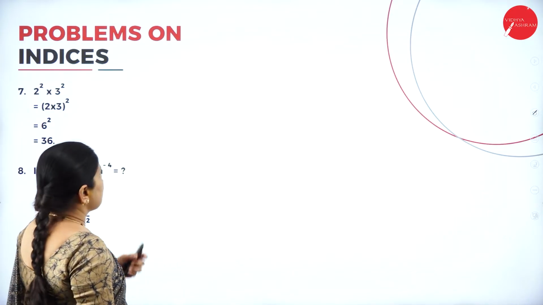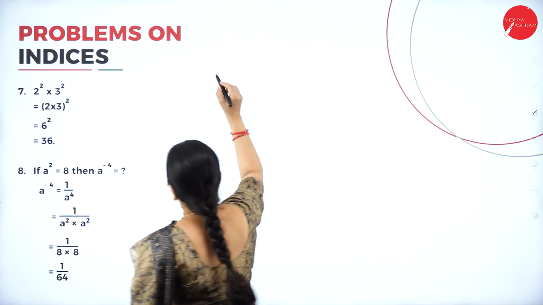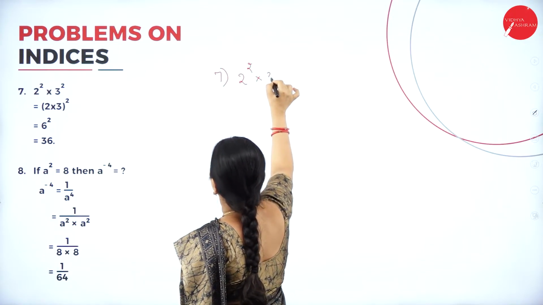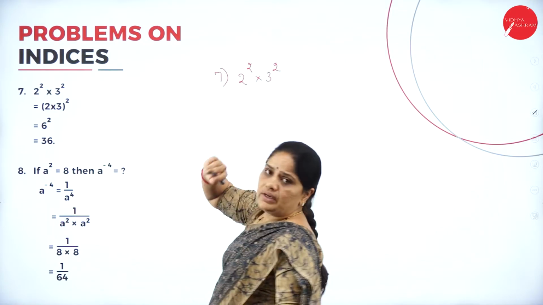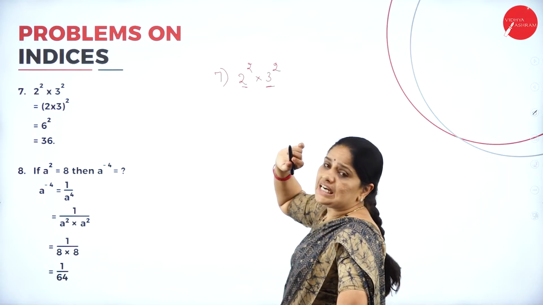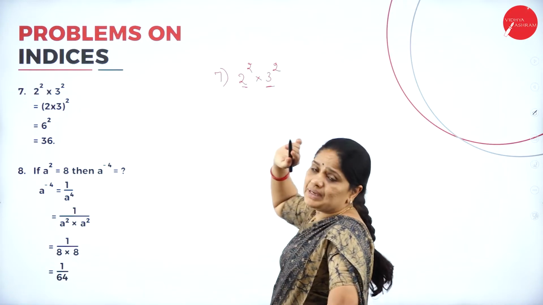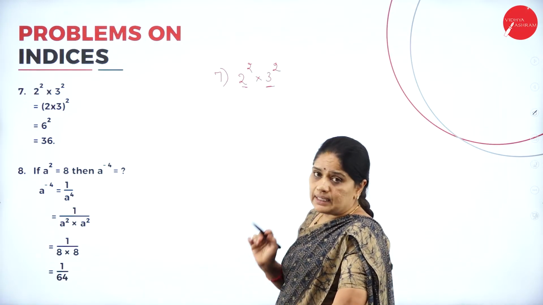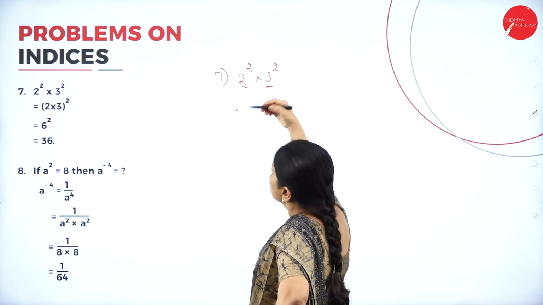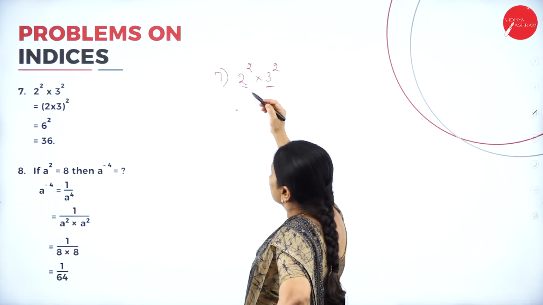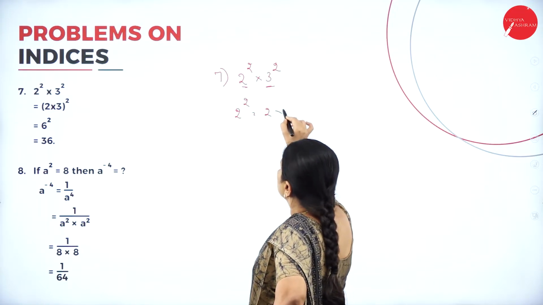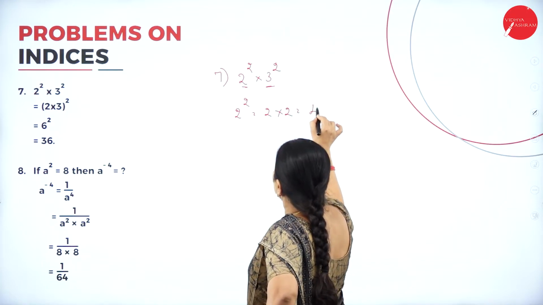Now, in the 7th problem, so what does the 7th problem tell us? 2 square into 3 square. Now, if you can observe here, the bases are different. So, when you have different bases, we cannot add the powers. So, what can you do? What is the option to simplify this? You have to just square the numbers. So, 2 square means what? 2 square equals 2 into 2, that is equal to 4.